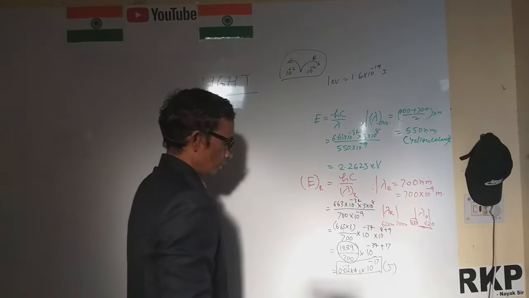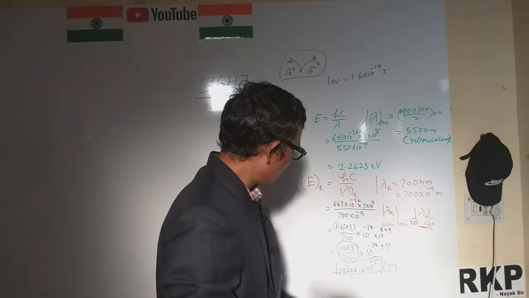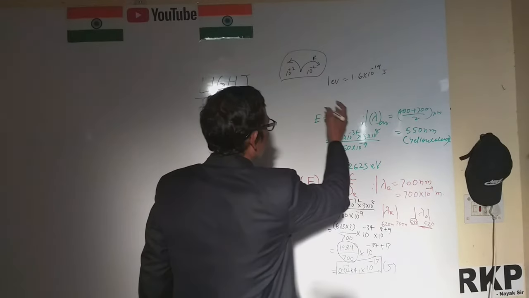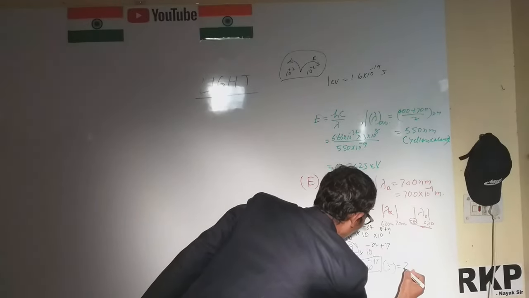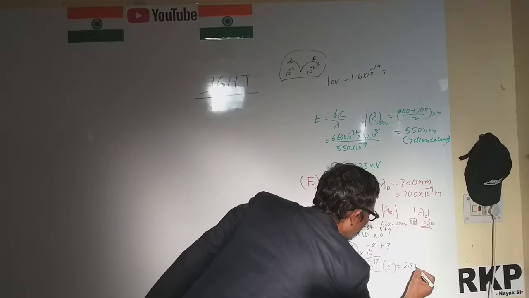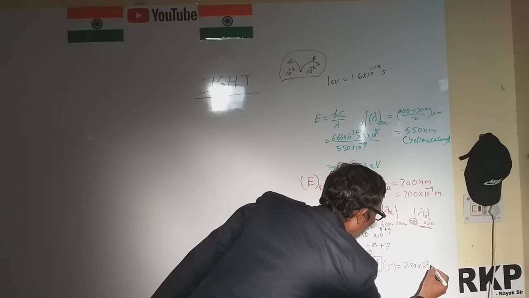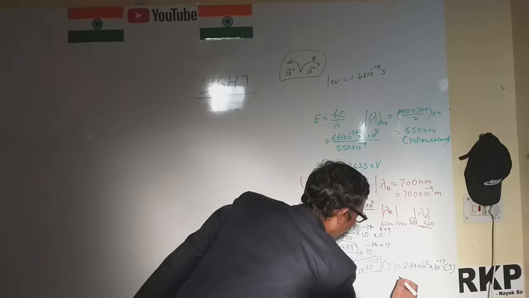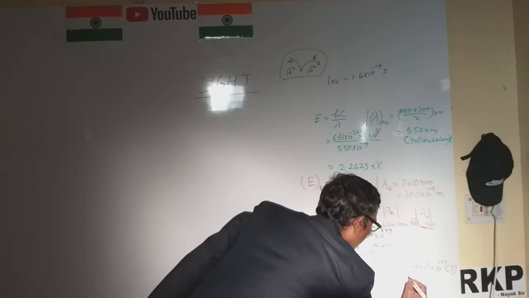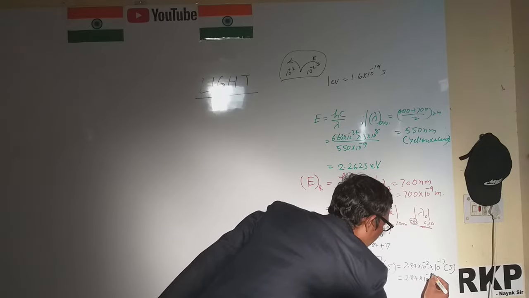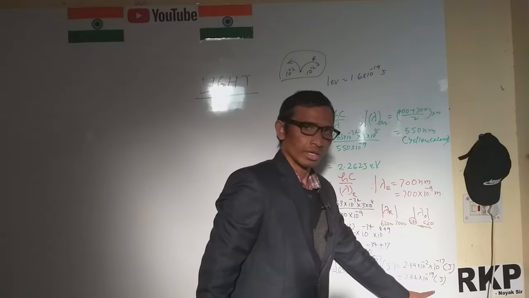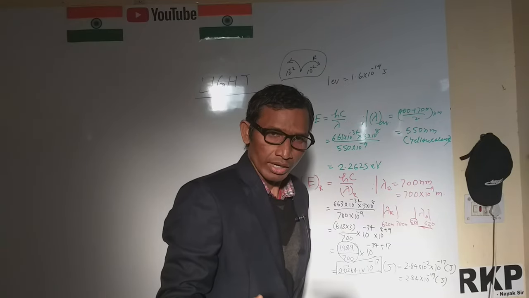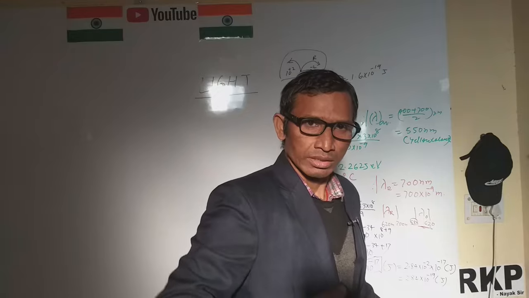The point jumps after 2 digits, like 0 and 2. We put the point after 2, so here it is 2.84 into 10 to the power minus 2, and here is 10 to the power minus 17. That is in joules. And we can write it like this: 2.84 into 10 to the power minus 19 joule. Joule is converted into electron volt because we are finding the energy of a quantum particle, a very light particle, like an electron.